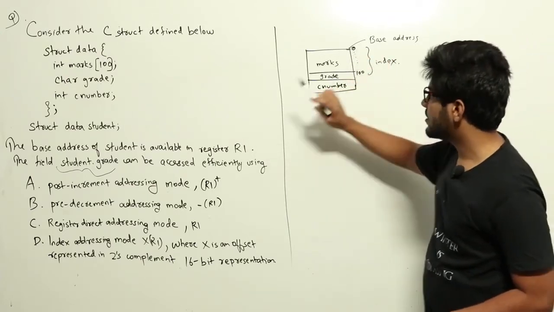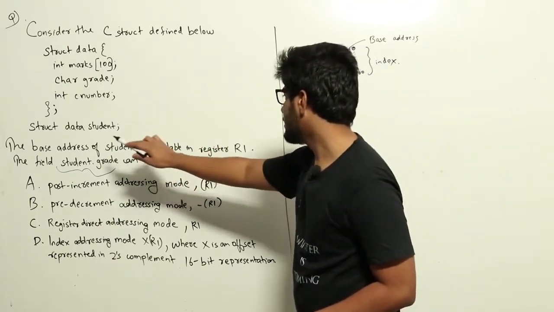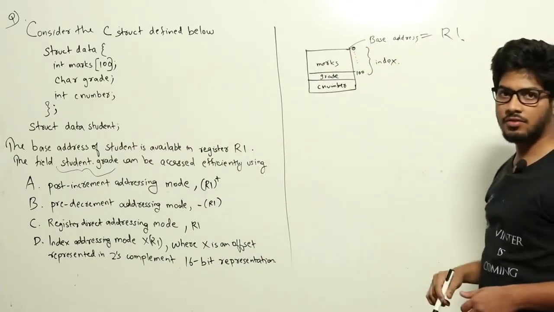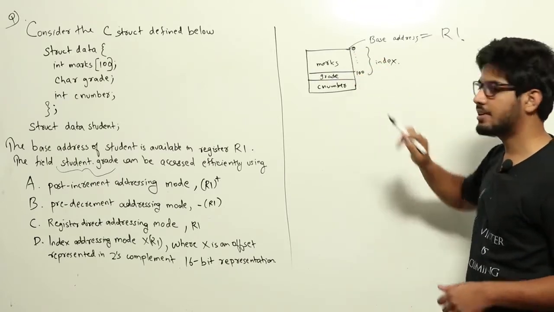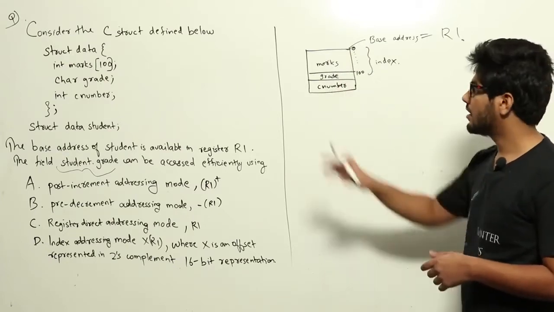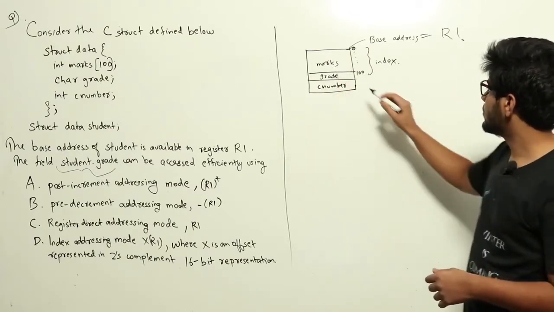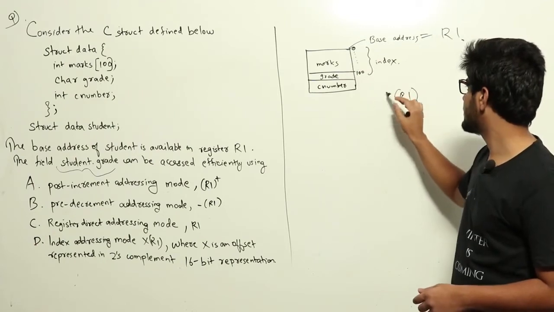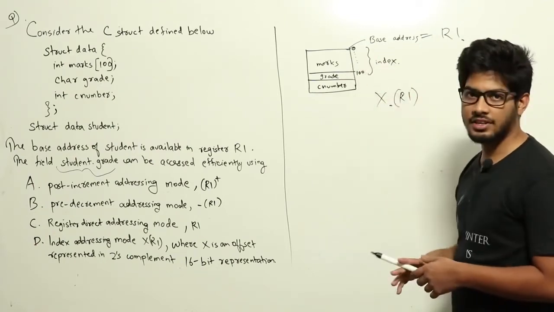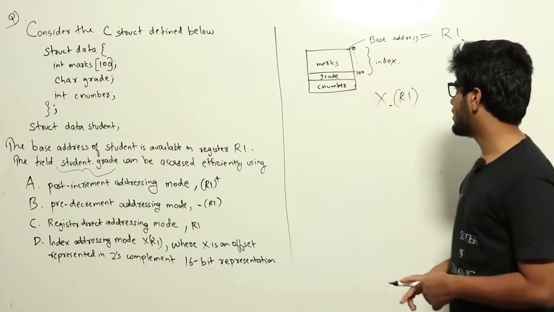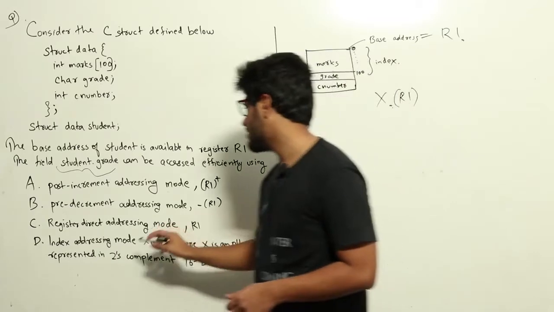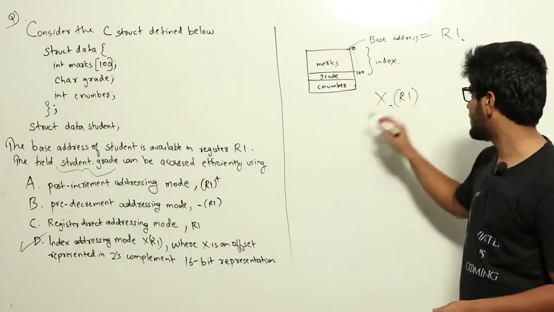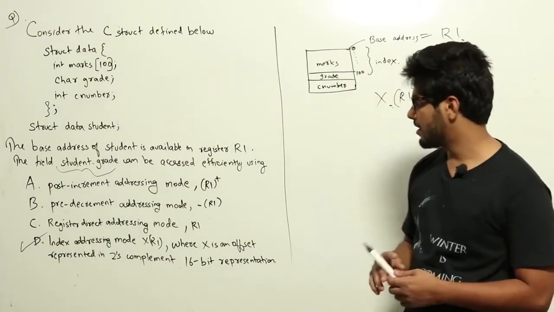So it's saying that the base address of student is available in register R1. This is the base address of student. From the base address up to 100 elements, it would be 100 integers in that array marks, and after that there will be grade. So the way to access grade is we need to go to the register R1 and then increase by this offset, which will be 100 times the size of an integer. That will be the address of student.grade. Now this is exactly what's given in option D, index addressing mode, X(R1), where X is the offset, which will be 100 times the size of an integer, and R1 is the base address of this structure. So D is the correct answer.